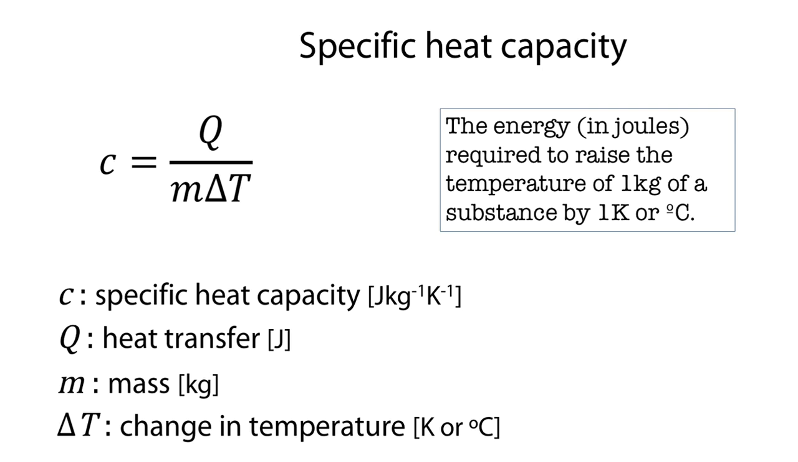In words, the energy in joules required to raise the temperature of 1 kilogram of substance by 1 Kelvin or 1 degree C. Because it's a delta T, it makes no difference if we're talking about Kelvin or degree C when we're talking about specific heat capacity. So C equals Q over m delta T, where C is specific heat capacity in joules per kilogram per Kelvin, or degree C. Q is the heat transfer in joules, m is the mass in kilograms, and delta T is the change in temperature in Kelvin or degree C.